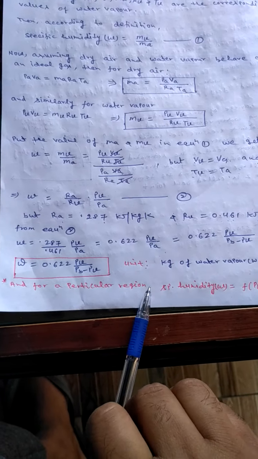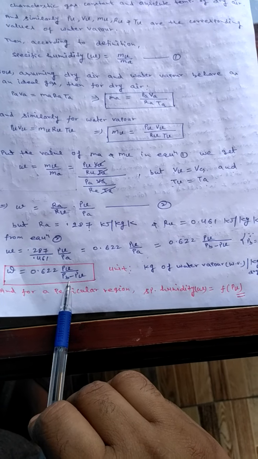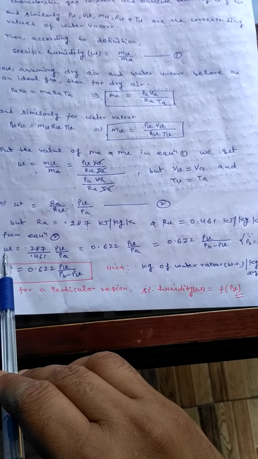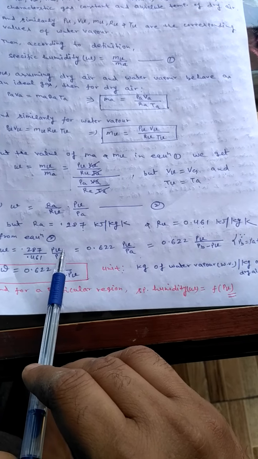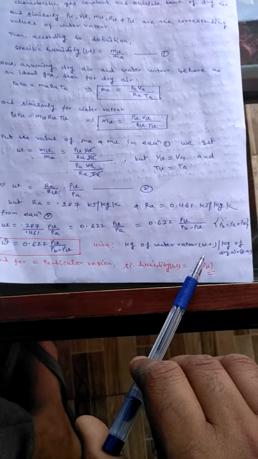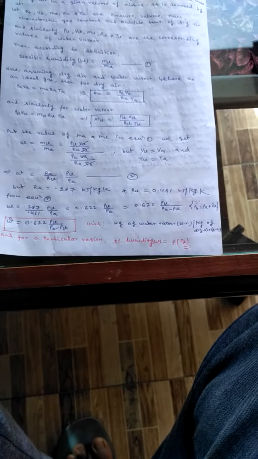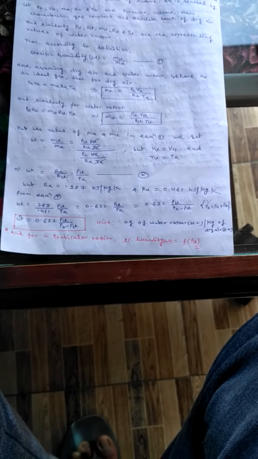For a particular region, the dry air quantity is fixed, so that part is constant. So the specific humidity is a function of the partial pressure of water vapor. That is the variable part. If the partial pressure of water vapor increases, the specific humidity will increase. If the partial pressure of water vapor decreases, the specific humidity will decrease.